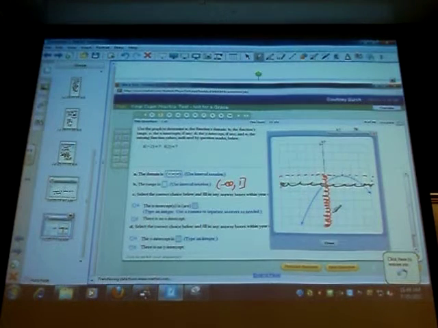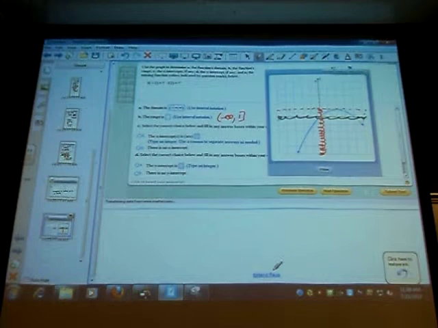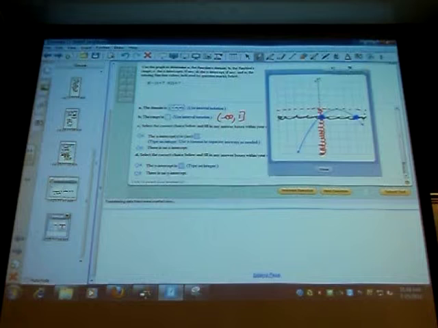Now, what are my x-intercepts here? 0 and 4. And my y-intercept looks like also 0, where I'm crossing the y-axis.